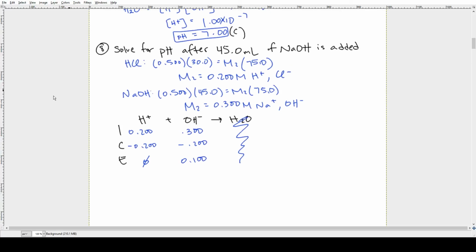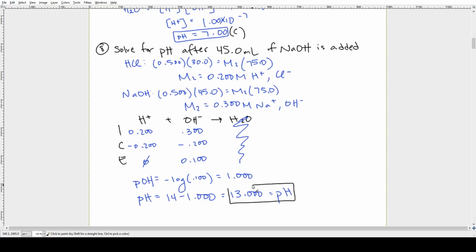So when I go to solve for my pH, I'm going to have to find pOH first. That'll give me a pOH of 1.000. So that means my pH must be equal to 14 minus 1.000, which gives me 13.000. This was the answer to part D.